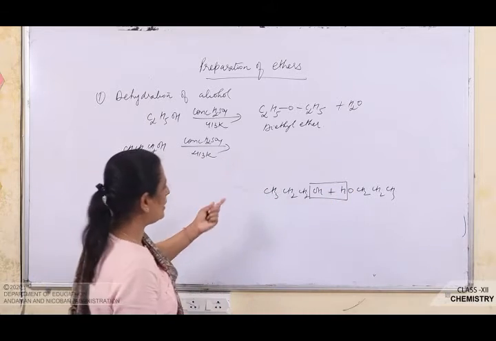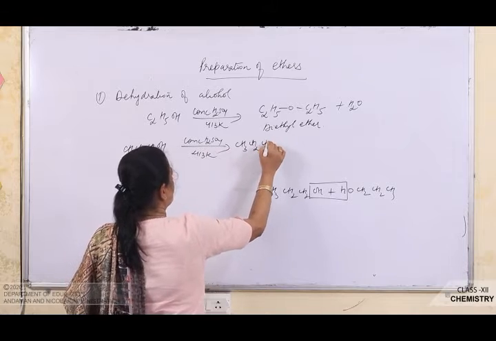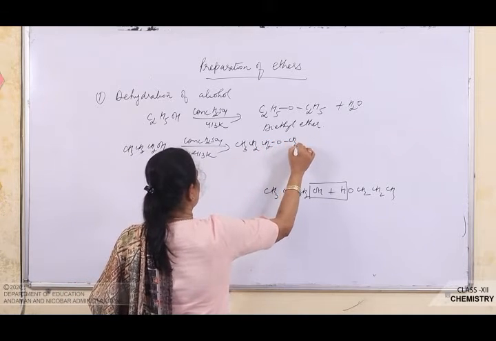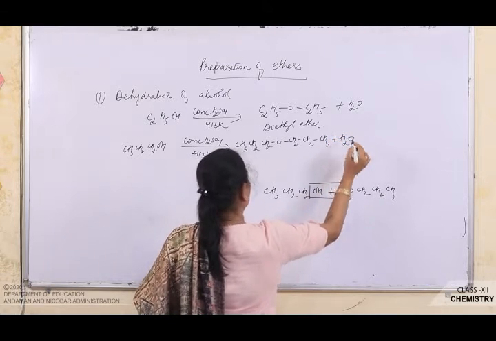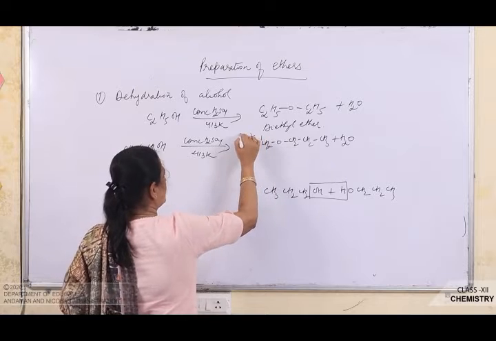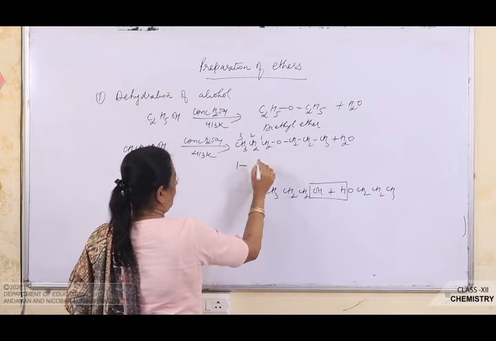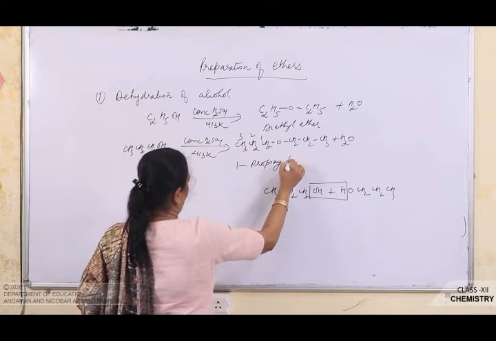So what is the product? Again, it is an ether: CH3CH2CH2OCH2CH2CH3 plus H2O. So it is undergoing dehydration only. What is the name of this one? 1, 2, 3. You get 1-propoxypropane.